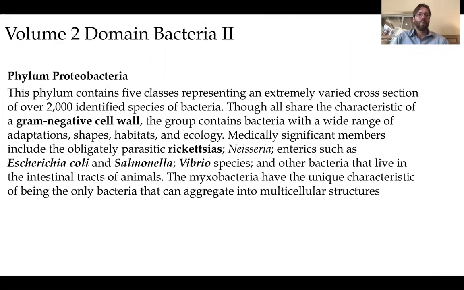So proteobacteria, gram negative. Now, as we've seen, there's plenty of proteobacteria that live in our gut that make up our gut microflora. Okay, so not all of them are bad, but some of them can be, such as E. coli and Salmonella and Vibrio cholerae. These are all proteobacteria, that phylum.